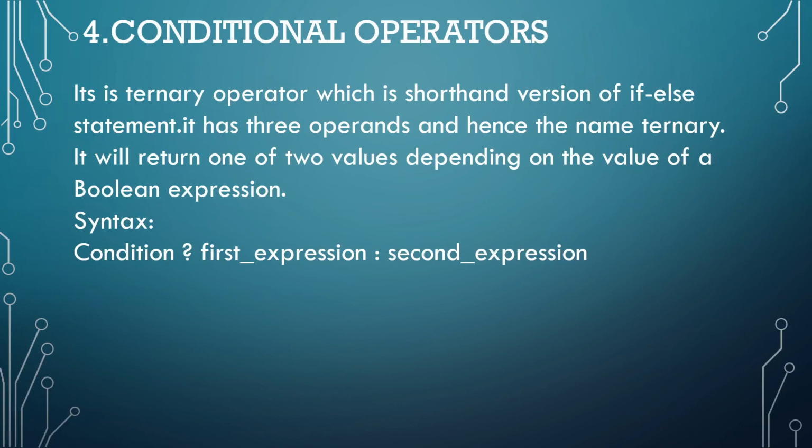Now let's check what the conditional operator is. It is the ternary operator, which is a shorthand version of the if-else statement. It has three operands and hence the name ternary. It will return one of two values depending on the value of a Boolean expression. This is the syntax: condition, question mark, first expression, colon, second expression. Let's look at this with an example.